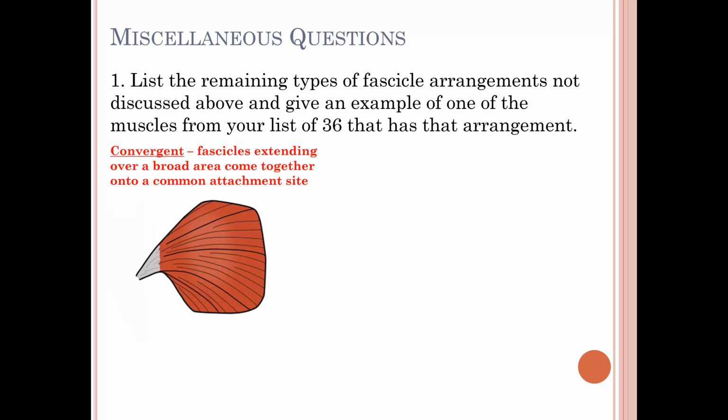Convergent fascicle arrangement means the fascicles extend over a broad area and they come together onto a common attachment site. So this would be an example here. Your fascicles are spread over a wide area and they all come together. These often look like fan or triangle shaped muscles. So some examples from your list include the temporalis, the trapezius, the pectoralis major, and the latissimus dorsi.